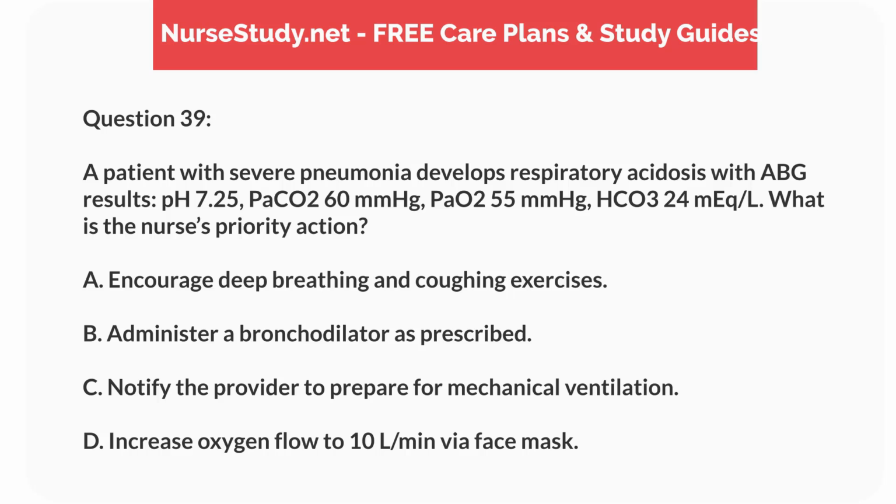Question 39. A patient with severe pneumonia develops respiratory acidosis with ABG results: pH 7.25, PaCO2 60 mm of mercury, PaO2 55 mm of mercury, HCO3 24 milliequivalent per liter. What is the nurse's priority action? A. Encourage deep breathing and coughing exercises. B. Administer bronchodilator as prescribed. C. Notify the provider to prepare for mechanical ventilation. D. Increase oxygen flow to 10 liters per minute by face mask.